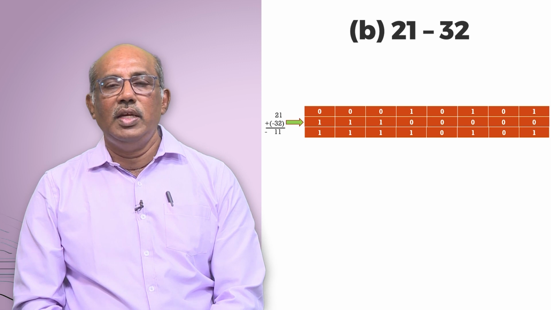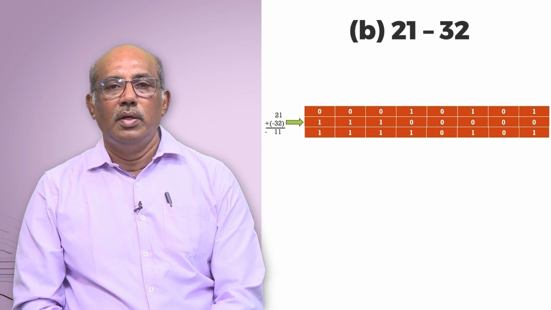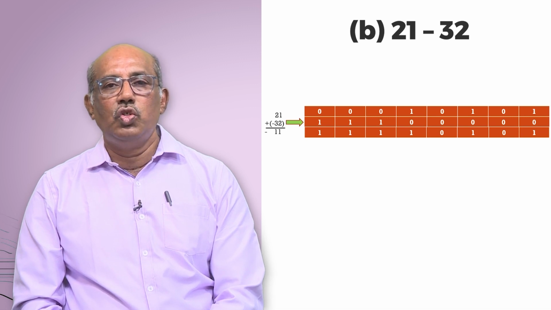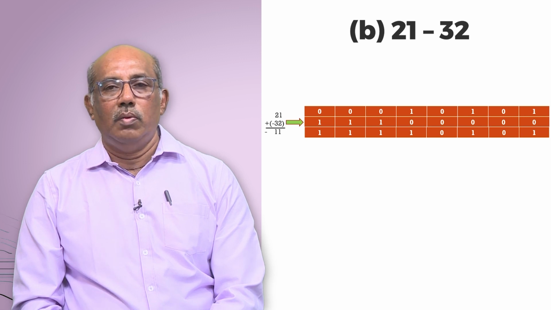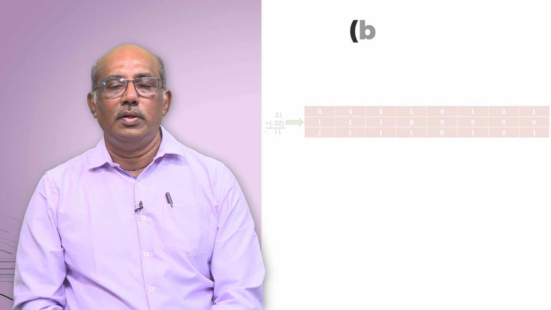Here we have seen that there is no carryover generated from the most significant bit, and the most significant bit has a bit value equal to 1. Therefore, the result is negative and it is in 2's complement form. Again take the 2's complement of the result which you obtained to get the final result.